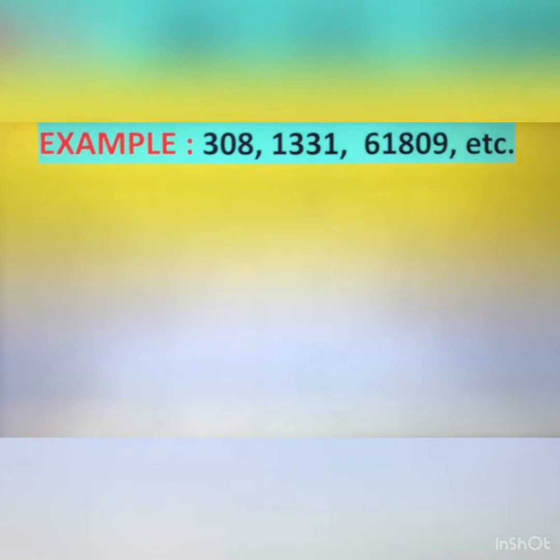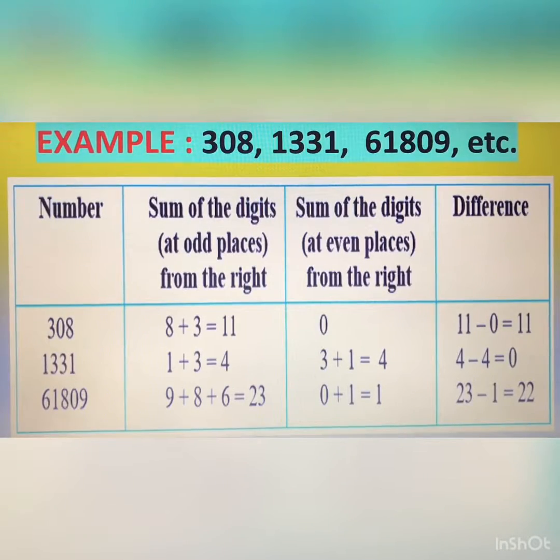So try to understand it with an example, that is 308. This is divisible by 11. And 1331 is also divisible by 11. And 61,809 is also divisible by 11. How can you say this is divisible by 11? Try to understand it with an example.